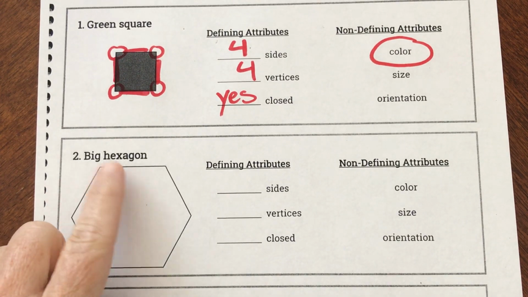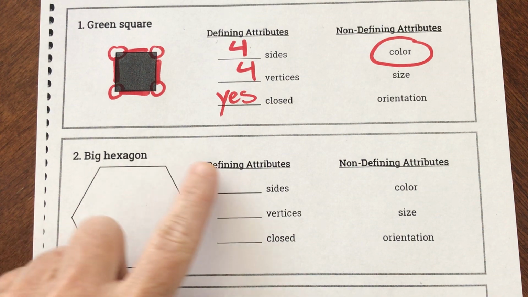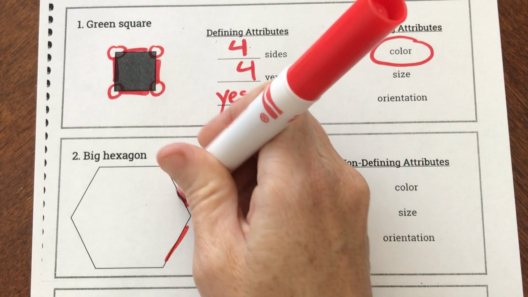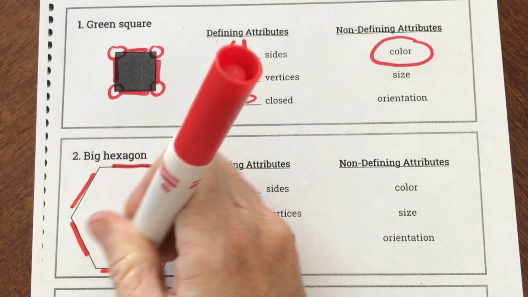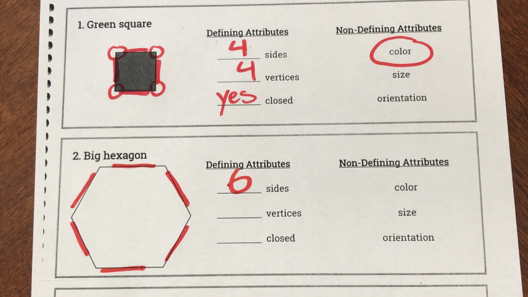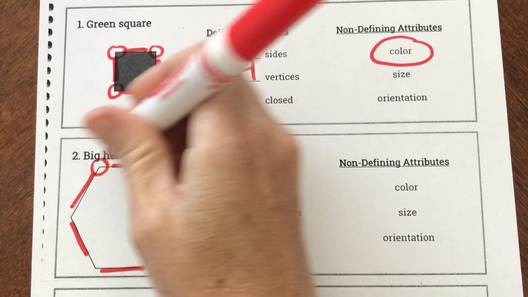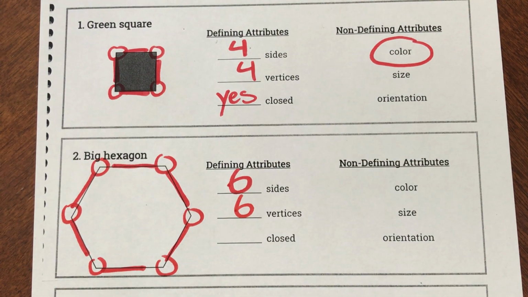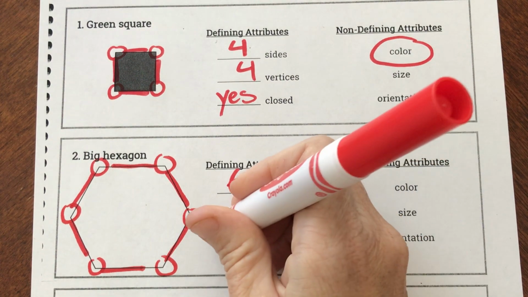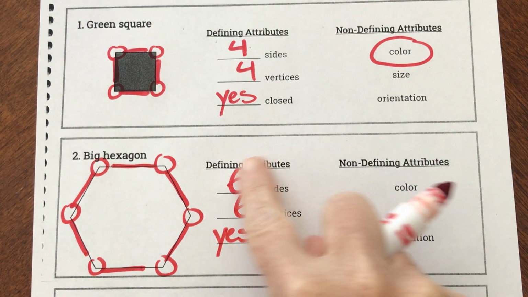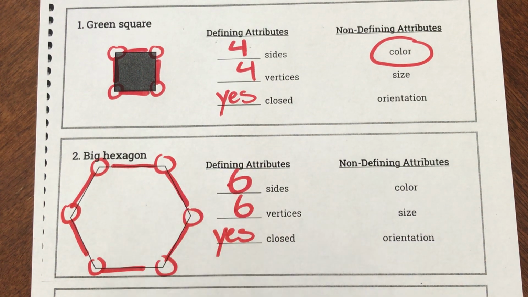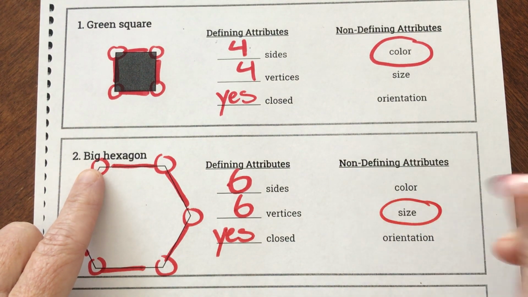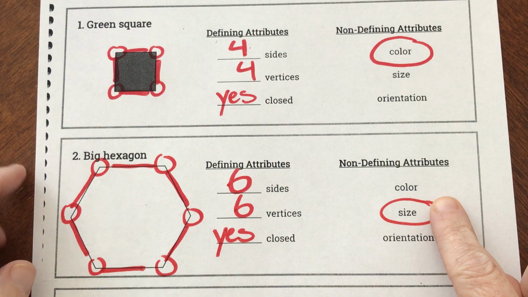It says this is a big hexagon. So what things help me define that it's a hexagon? Well, its sides, knowing that it's a 1, 2, 3, 4, 5, 6-sided object, and knowing that it has 1, 2, 3, 4, 5, 6 vertices or corners or points, and knowing that it's a closed object, knowing those 3 attributes lets me know it's a hexagon. But knowing that it's big, its size, doesn't help me at all. That doesn't tell me anything.